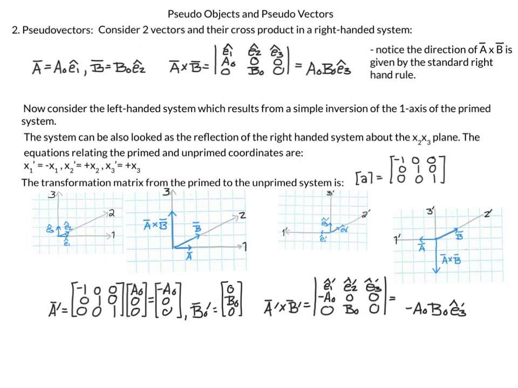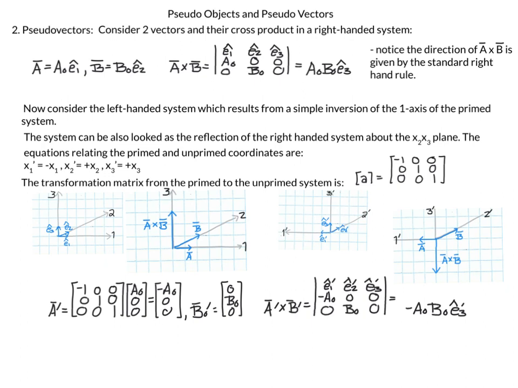Similarly, over here in our original right-handed system, we have B equals B naught E2. When we multiply by our transformation matrix, we get 0, B naught, and 0. So B remains unchanged. Now if we do A cross B, so I'm going to put my A prime cross B prime. I'm going to have my negative A naught, 0, 0, and my 0, B naught, 0. And when I do the cross product, you see I get negative A naught B naught times E3.